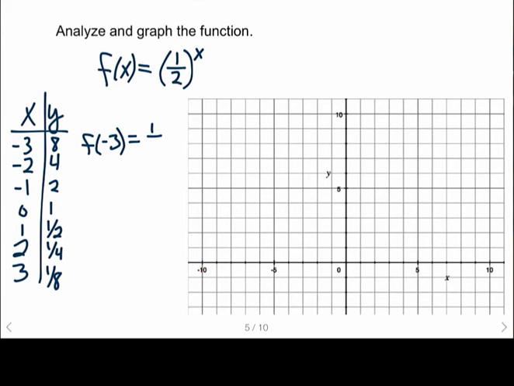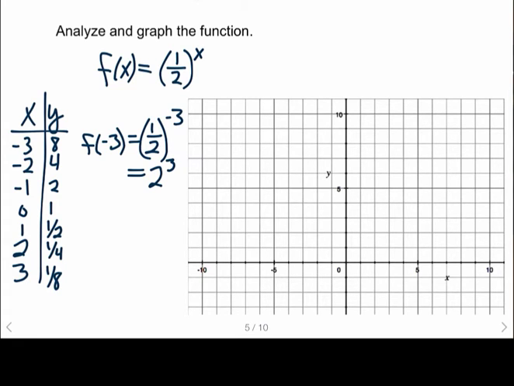We're looking at 1/2 to the -3. Remember, the negative part of that exponent means we're taking a reciprocal. And so this translates to 2 cubed, and hence 8. As for the rest of them, they follow suit.